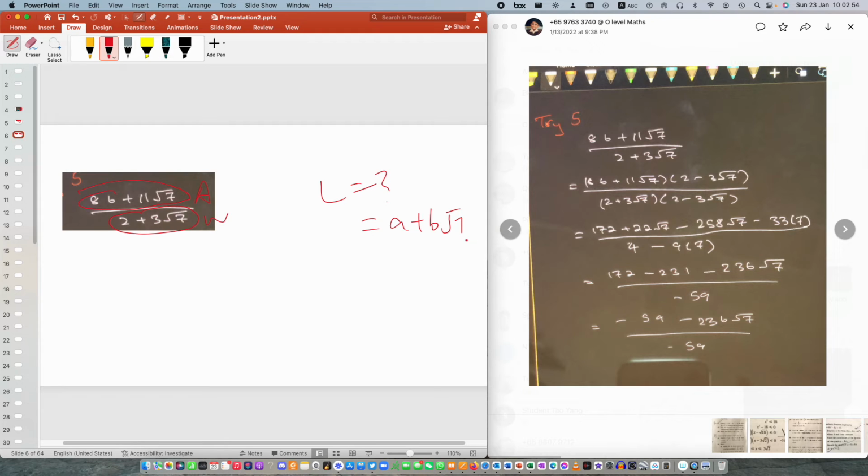So you know that the area of a rectangle is length times breadth, or length times width. With this understanding, since this is the width, which is 2 plus 3, and then over you have this a plus b square root 7. Have you attempted this?